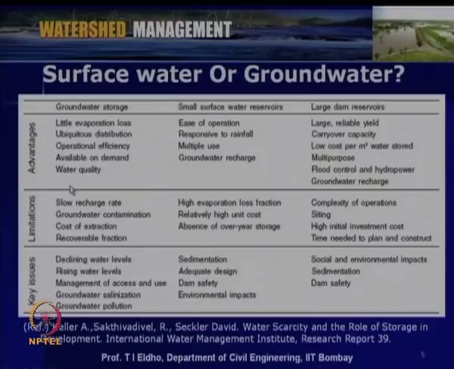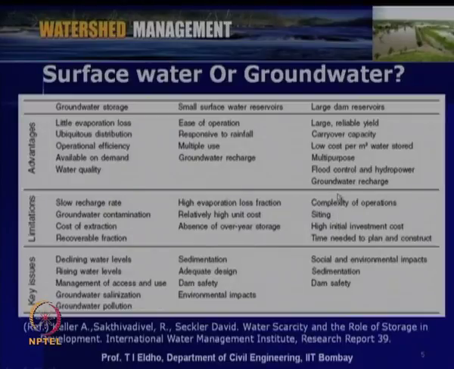Now some of the limitations. If you consider the groundwater storage, there is slow recharge rate, then groundwater contamination problem, cost of extraction, recoverable fraction. For example, if you recharge X quantity, then we may be able to recover maybe 20% or 30% of that. Then as far as small surface water sources are concerned, limitations include high evaporation rates, then relatively high unit cost, then absence of over-year storage. So we cannot store so much water for the use of the summer season.